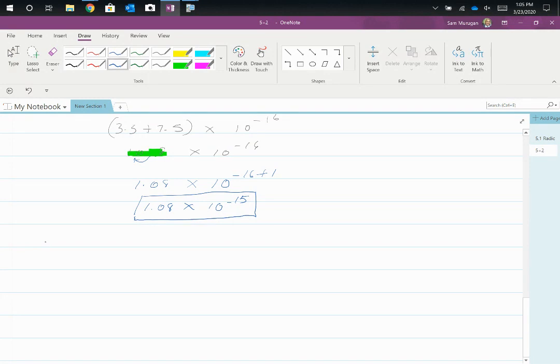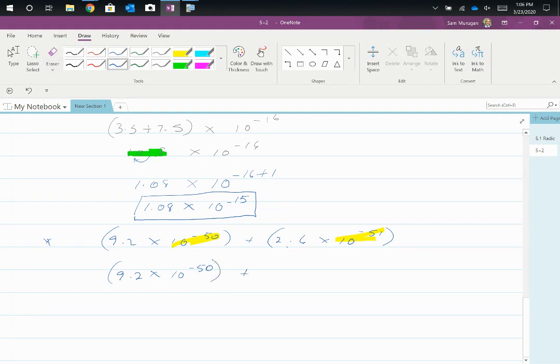So more examples. I have 9.2 times 10 to the power negative 50 plus 2.6 times 10 to the power negative 51. Notice now that my powers are not the same. I either make them both 50 or both 51. So 9.2 times 10 to the power negative 50.